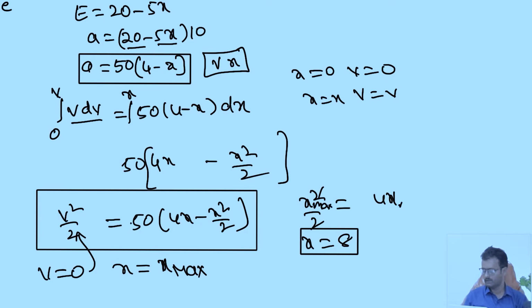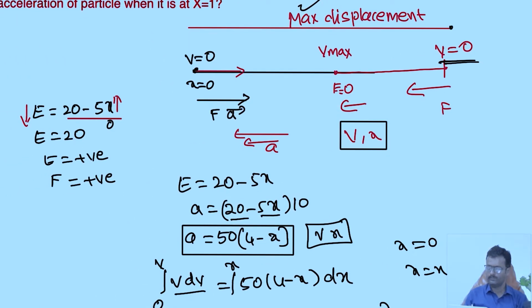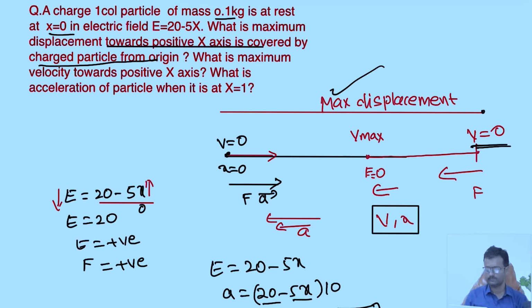X maximum. Okay, so x maximum is equal to 8. Towards the positive x-axis, it is covered. Maximum is 8. Next, what is the question? What is the maximum velocity toward the x-axis?